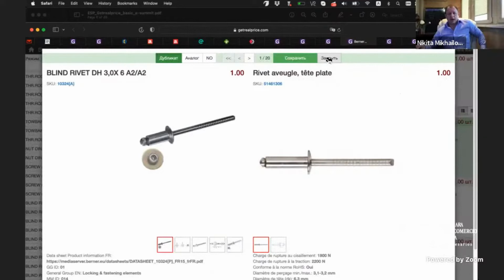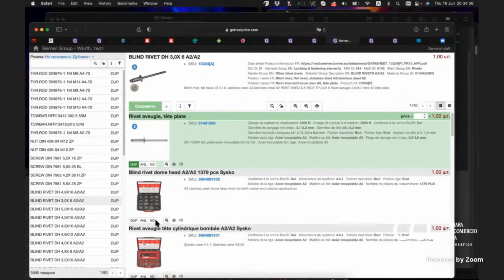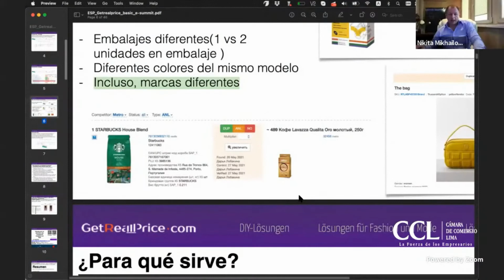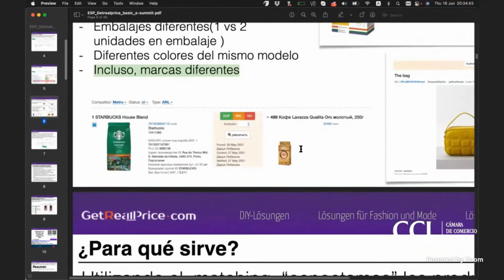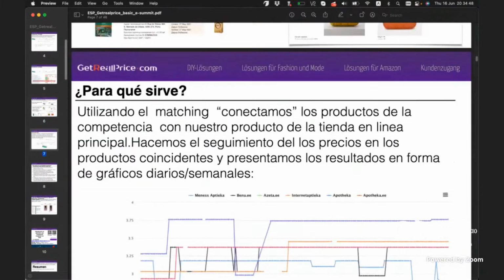This is how it works. So actually, matching is applied to many categories. And generally speaking, it is possible to match anything.